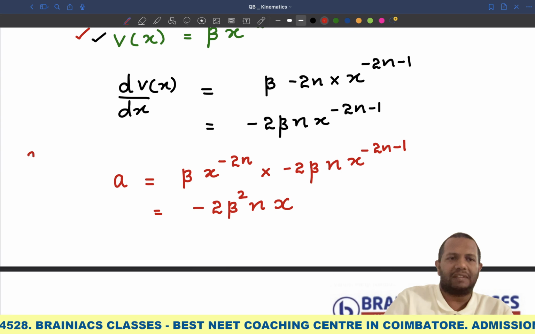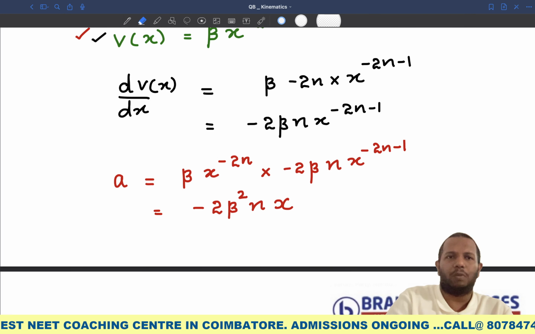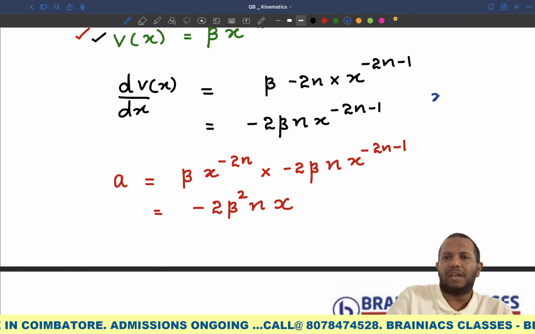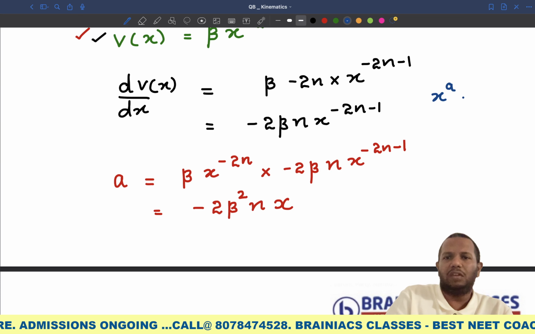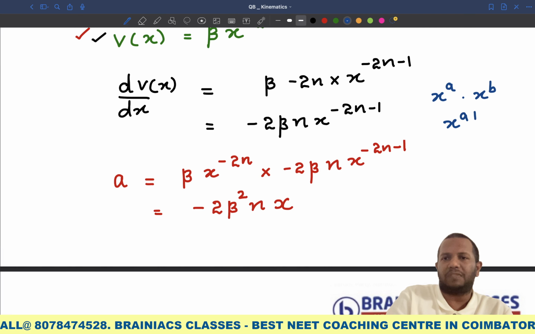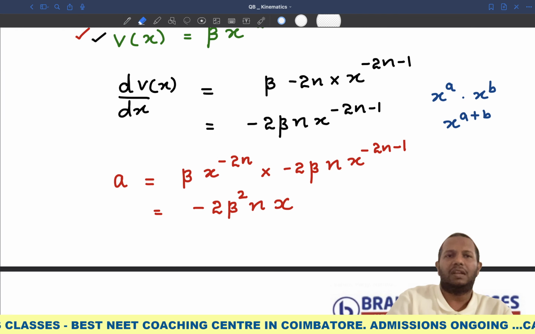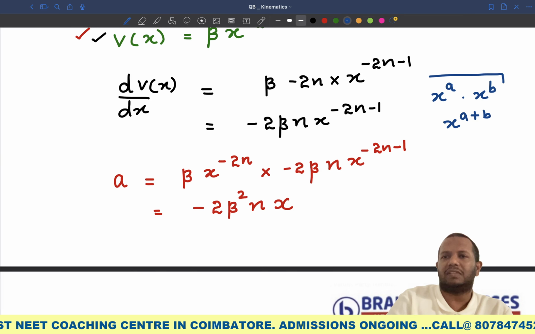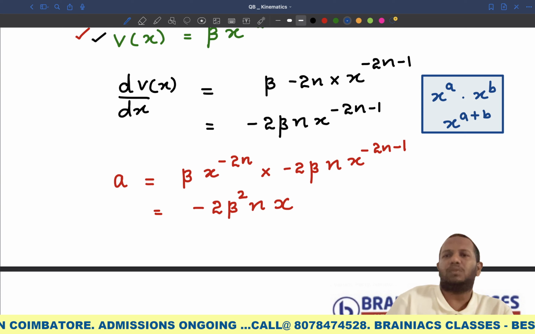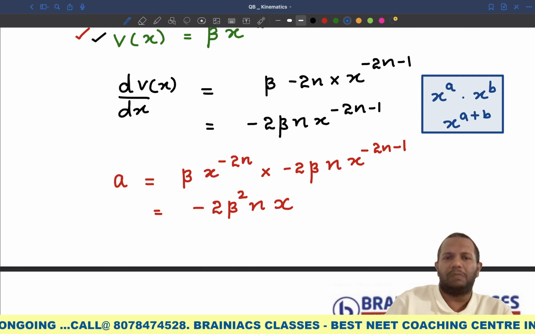So this is a tip you should know. I am writing this as a formula so you can remember it. Sometimes we have x raised to a into x raised to b. How can you write it? x raised to a plus b. Correct? This is a very old fundamental we learned in our 8th standard class, I hope. So x raised to a into x raised to b is equal to x raised to a plus b. The similar thing I am doing with x here.